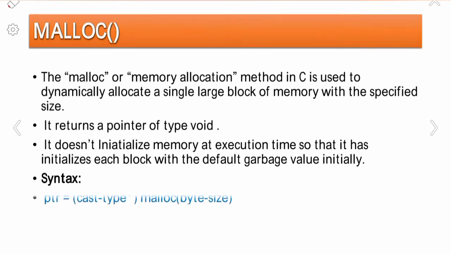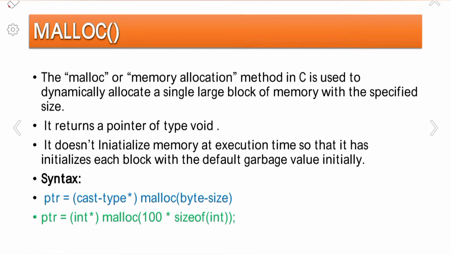So the syntax of the malloc function is pointer equals cast type pointer malloc of byte size. Here in the byte size, we mention how many bytes of space we want in the malloc function, and the cast type is the void type, right? So we are going to typecast the size here.